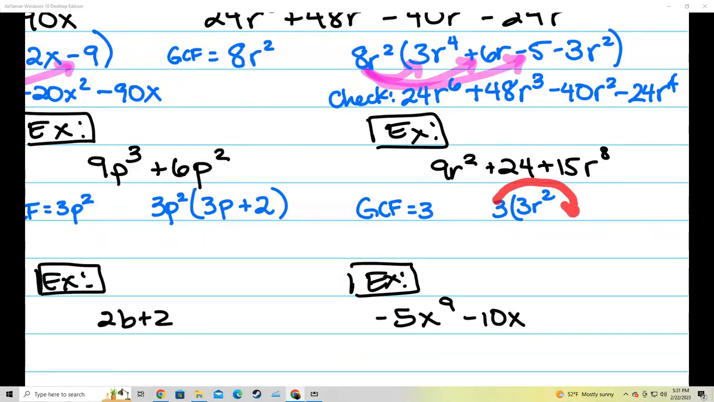3 times what is going to give me 24? Well, that's easy. That's just a positive 8. And because I don't need any r's, that one's done. And then the last term, I'm going to go 3 times what gives me 15r cubed? Well, 3 times 5 gives me the 15. And because I don't have any r's and I'm trying to get to r to the 8th, I'm going to need all 8 of those r's. And that one would be done.